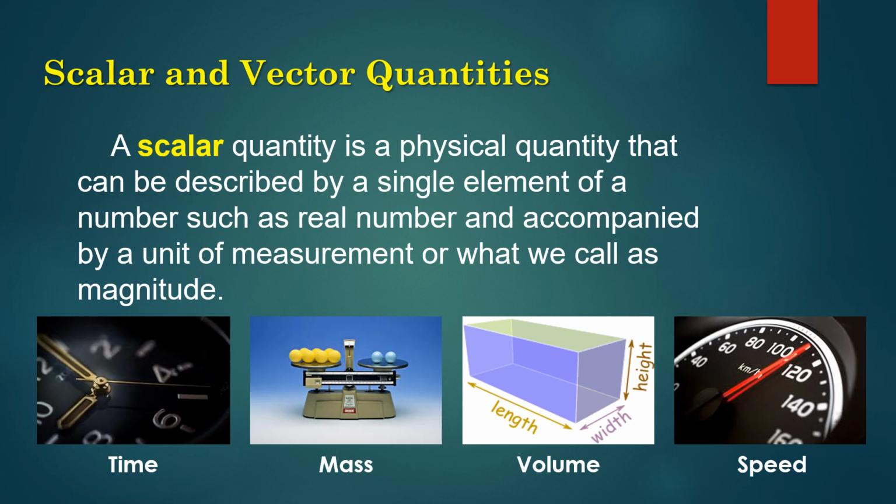And also, we have what we call speed. Speed is a scalar quantity wherein it tells how fast or slow an object is moving. Let's say, for example, if you have seen a speedometer in a vehicle, it tells you how fast or slow your vehicle or car is running. And these are all scalar quantities.